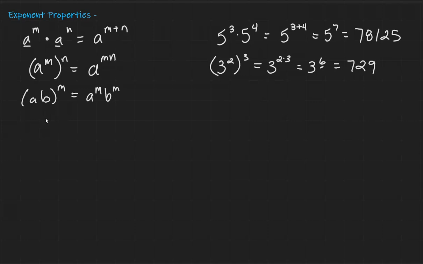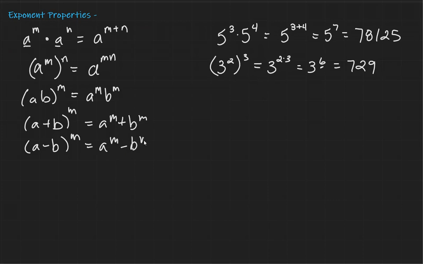Do not, because a lot of you guys tried doing this in chapter 4, don't assume that you can do that for these, right? I cannot say that this is a to the m plus b to the m, and this is not a to the m minus b to the m, right? We talked about this in chapter 4. This is a big no. Don't even write it down, all right?